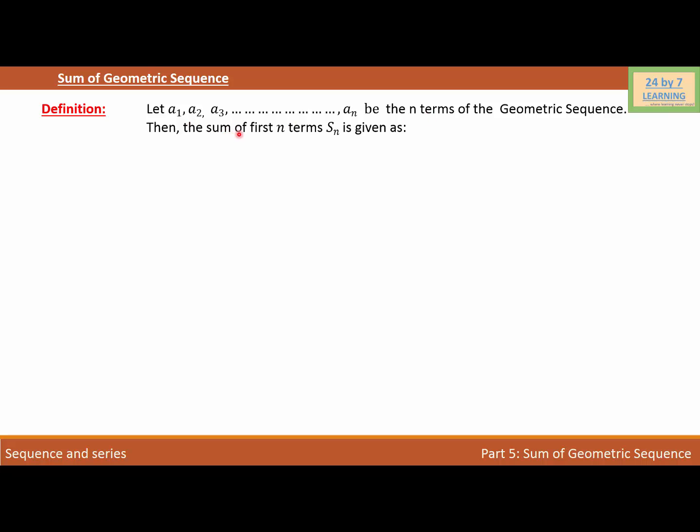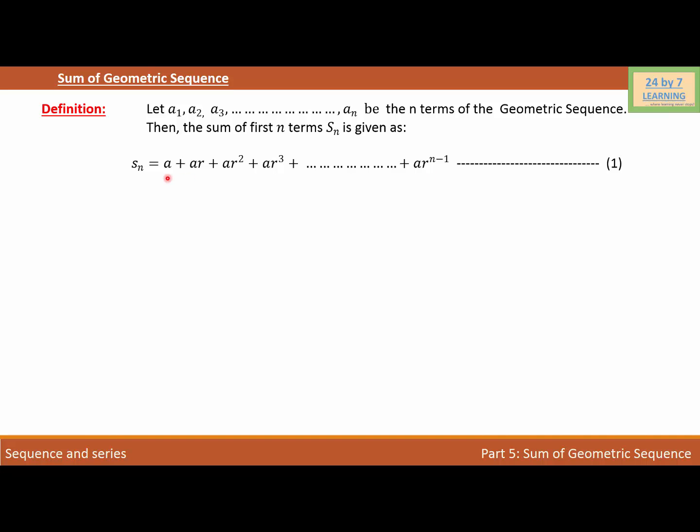Then the sum of the first n terms, Sn, is given as follows. I'm going to add all these terms. So I will write Sn is equal to a plus ar plus ar square plus ar cube plus ... plus ar to the power n minus 1, where a is my first term, ar is my second term, ar square is my third term, and then my last term is ar to the power n minus 1.